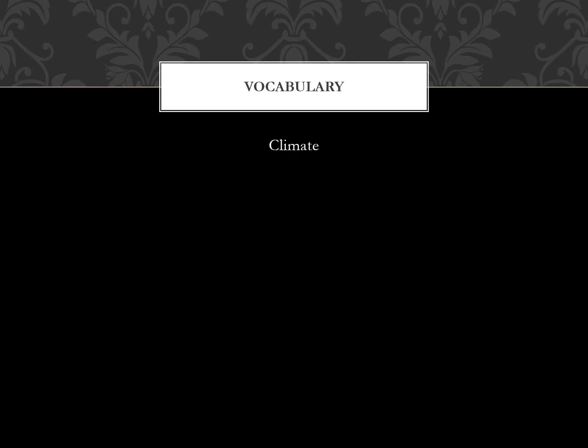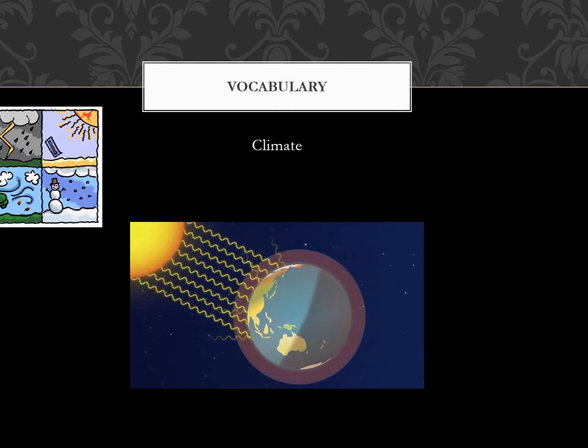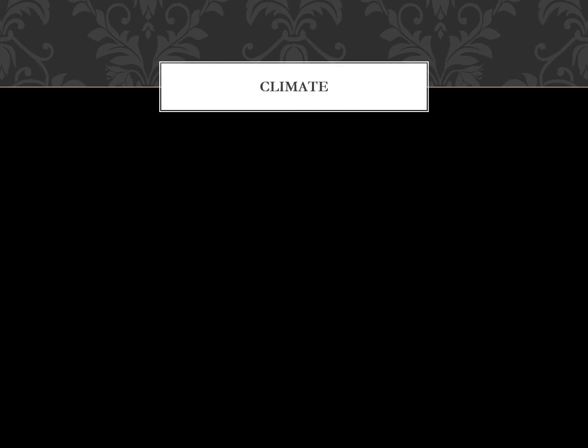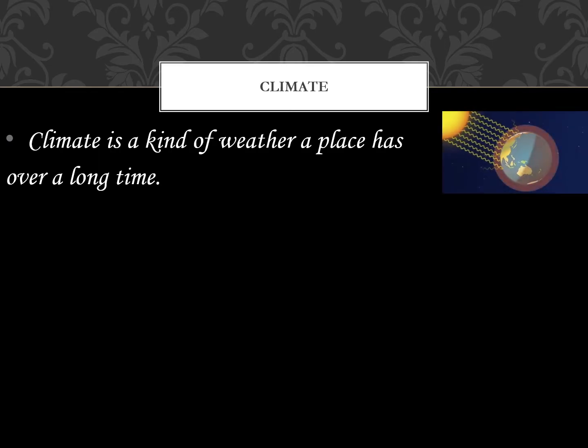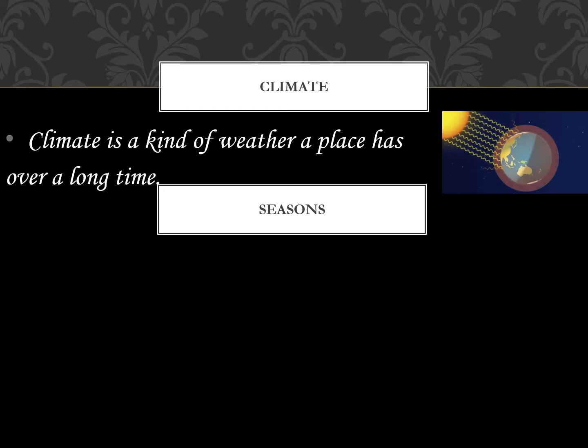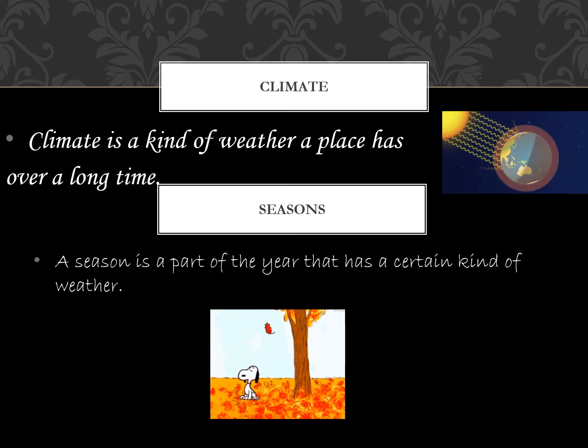Let's look at the vocabulary. Climate. So students, let's try and understand what is climate and what is season. Climate is a kind of weather a place has over a long time. Miss will read it again, and I want you to read with the miss. Climate is a kind of weather a place has over a long time. What are seasons? A season is a part of the year that has a certain kind of weather. Here we see the picture of fall.